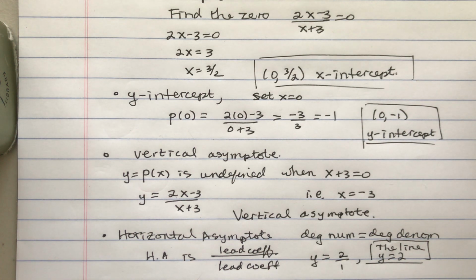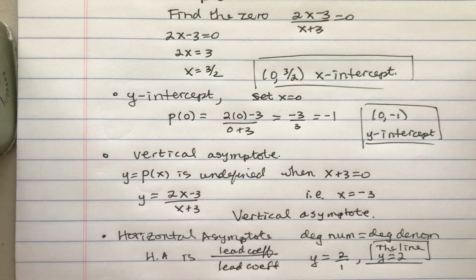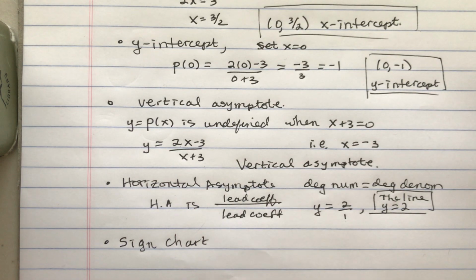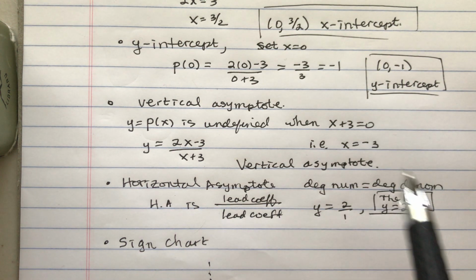Okay, what's the next thing? Then we're supposed to sketch the graph. Is that enough information for us to sketch the graph? Well, could be. I'm going to make a sign chart. Some people don't want to do that, but I'm going to. It didn't ask us to. So a sign chart is a number line, and it's going to tell us when the function's positive or negative.